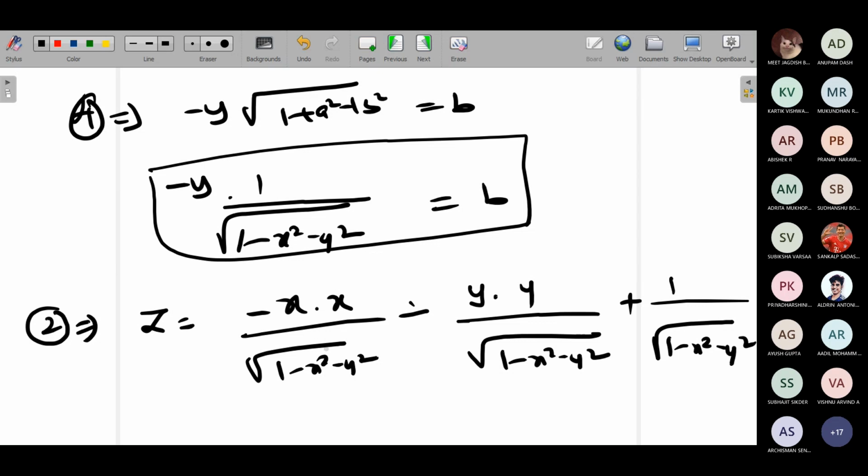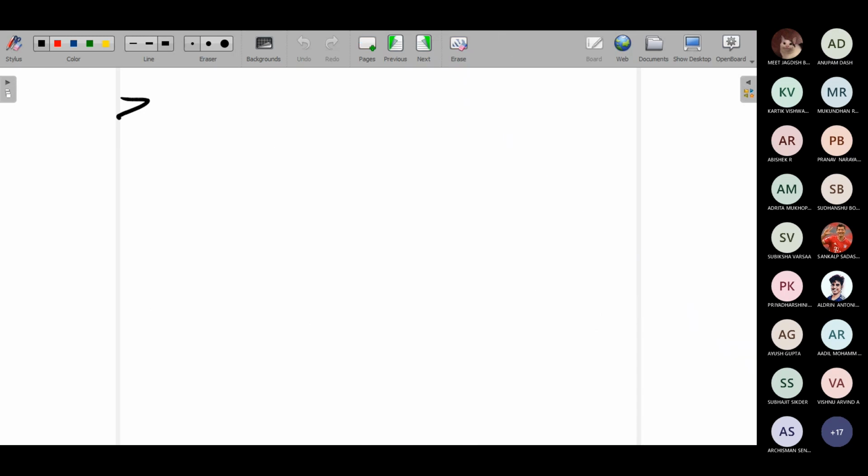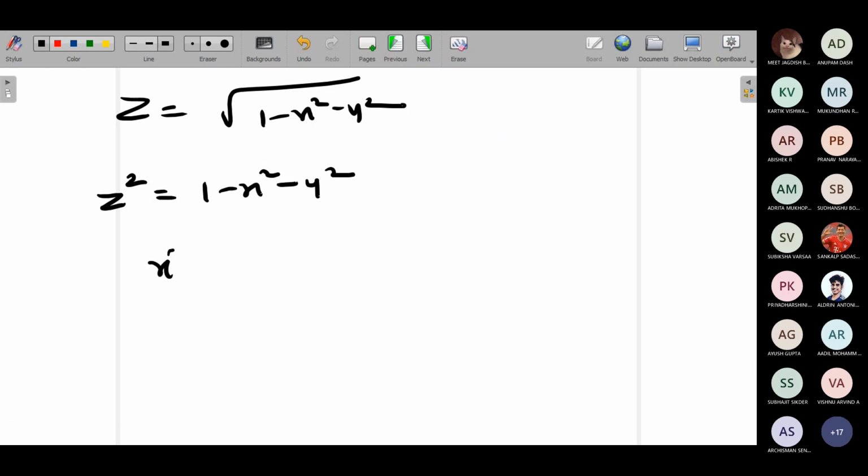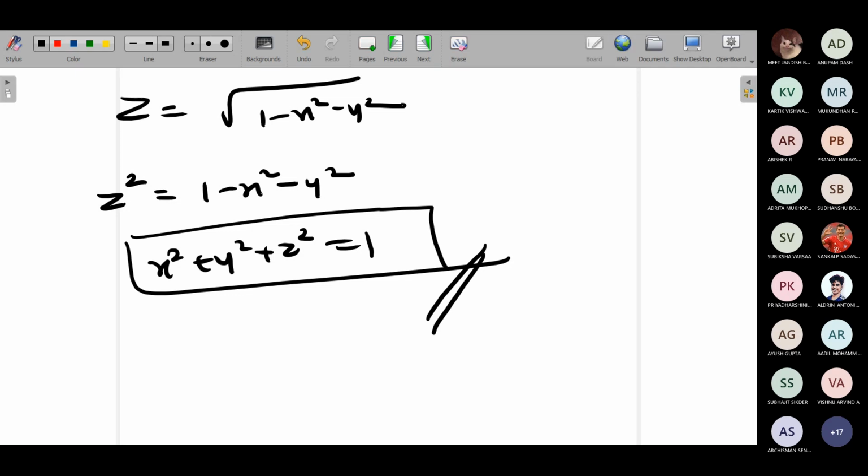Now take LCM. Once you take LCM, you'll get z is equal to 1 minus x square minus y square divided by root of 1 minus x square minus y square. The numerator I can write as root of 1 minus x square minus y square into root of 1 minus x square minus y square. So z will be equal to root of 1 minus x square minus y square. Squaring on both sides, you get z square is equal to 1 minus x square minus y square, or you can write it as x square plus y square plus z square is equal to 1. This is your required equation. You understood?